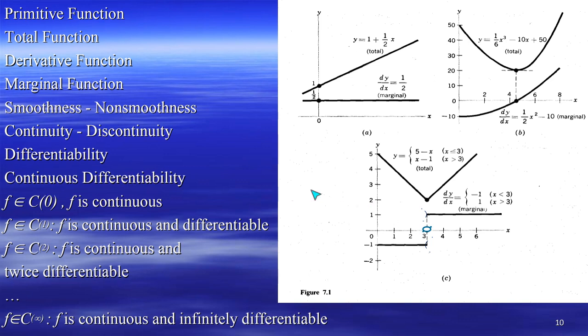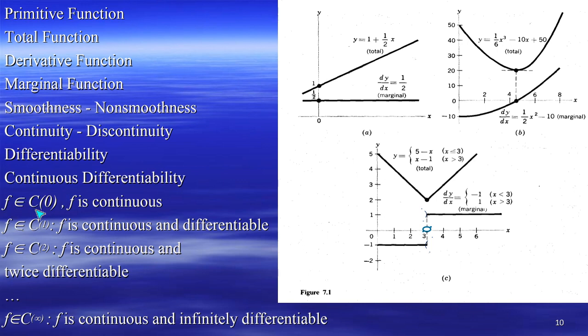And differentiability: a function is differentiable if we can take its derivative at any point. These functions are differentiable, but this function, at the point where it makes a corner, is not differentiable. We will see why shortly. So continuous differentiability means a function is continuous and you can take its derivative. Differentiable means it has a derivative at a given point.